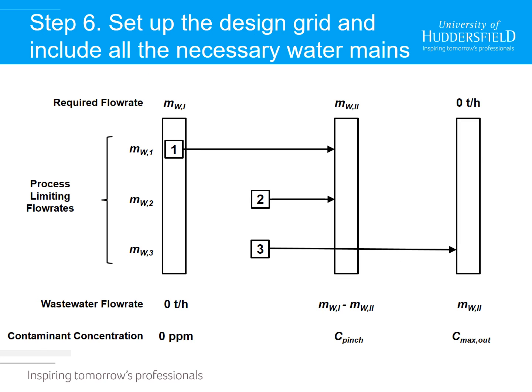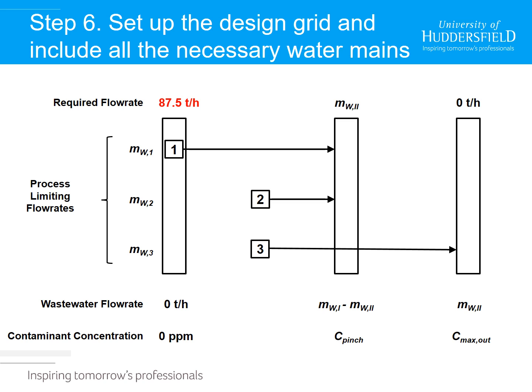The design grid might look complex, but it shouldn't scare you. It consists of the available water mains of the system, represented as the three big rectangles, and the processes of the system represented as the three squares. The first rectangle represents the freshwater supply, which equals in this problem 87.5 tons per hour, with a contaminant concentration, of course, of 0 ppm.